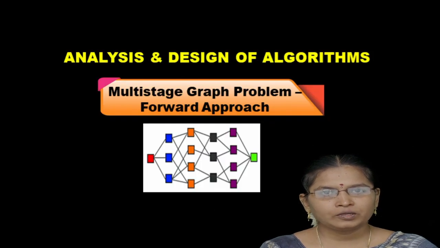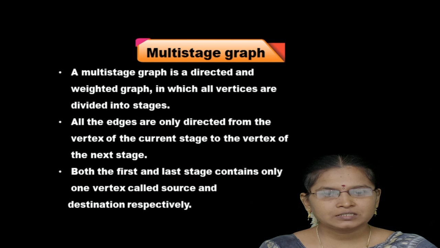In this video, we are going to see about the multi-stage graph problem using the forward approach. So first we see what a multi-stage graph is. A multi-stage graph is a directed and weighted graph in which all the vertices are divided into stages. All the edges are only directed from a vertex of the current stage to a vertex of the next stage. Both the first and the last stage contain only one vertex, called the source and the destination.